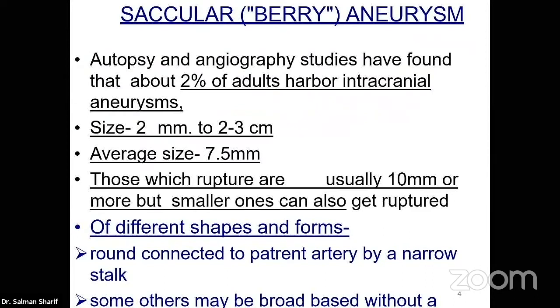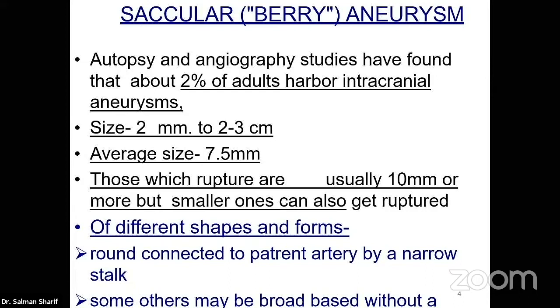Saccular aneurysm. Autopsy and angiography studies have found that about 2% of adults harbor intracranial aneurysms. Size is usually 2 millimeter to 3 centimeter. Average size is 7.5 millimeter. Those which rupture are usually 10 millimeter or more, but smaller ones can also rupture.